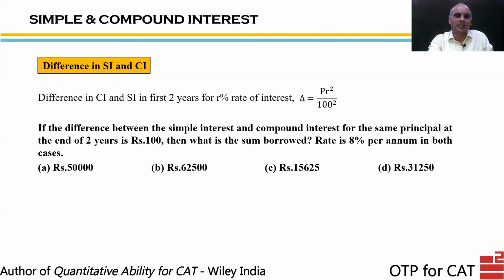To elaborate with an example, we look at this question. The difference is given as 100 rupees. Rate of interest is 8%. So we are asked to find out the sum borrowed. It means we are asked to find out the value of P, the principal. Of course, we can directly apply the formula, that is 100 is equal to P into 8 square by 100 square. And so upon solving, we get the value of P, and that is C option.